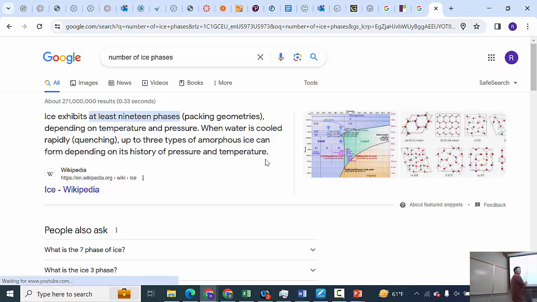19, can you believe that? There are 19 different crystals of ice, depending on the pressure and the temperature. And so you can see different ones over here. Do you see the arrangement of the water molecules? Obviously that's going to change the density. So the density of ice depends on where you get the ice.